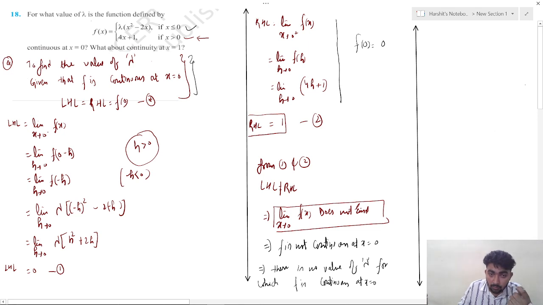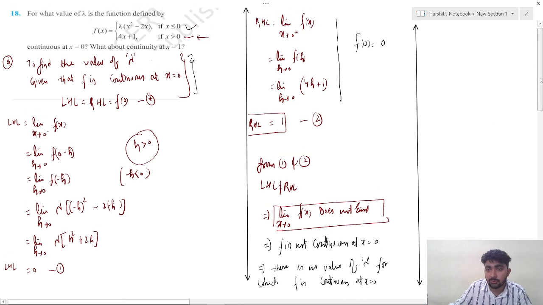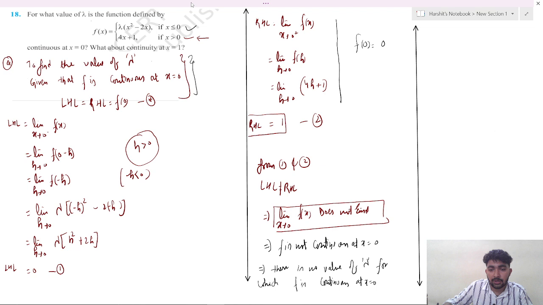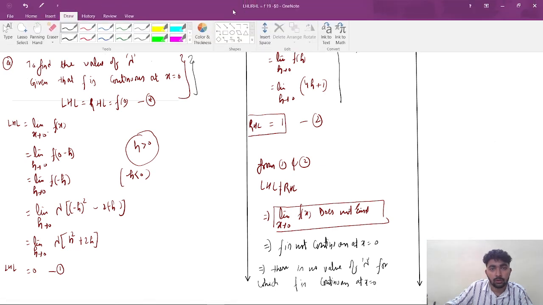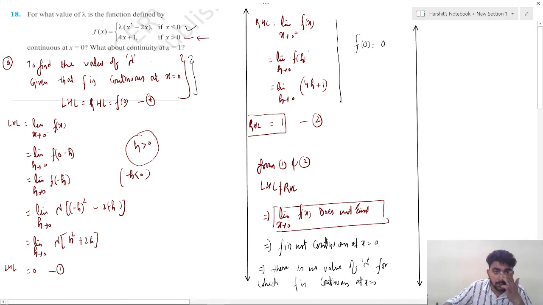Okay, and one more thing, here you can observe that LHL and RHL are both unequal, hence the limit does not exist. So the limit does not exist, and the function is not continuous at x equal to 0. Now the second part of this question is we need to discuss its continuity at x equal to 1. So we'll discuss the continuity of the function at x equal to 1.